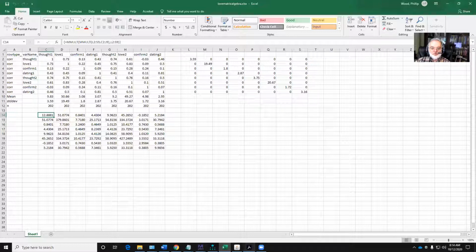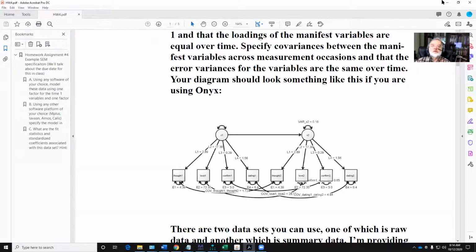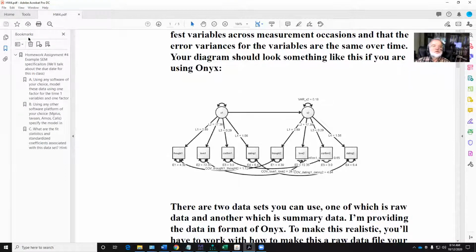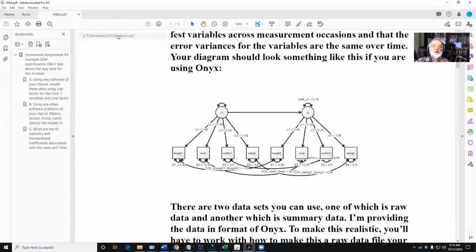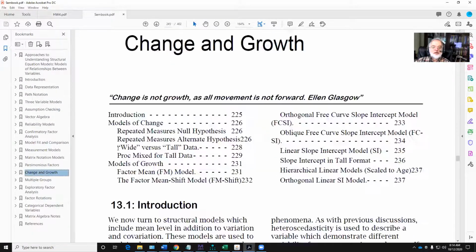Without further ado, let's come back and look at our handout and talk a little bit about change and growth. So you can read the handout. We will be using the words change and growth very precisely in this chapter and throughout the rest of the course. And this is because change is a different thing than growth.